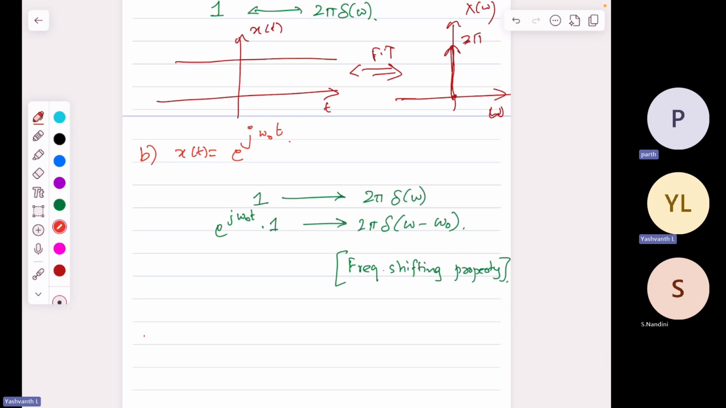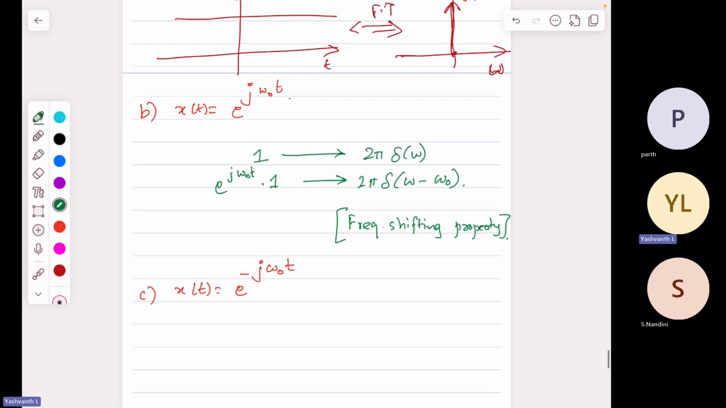Similarly, see x of t is equal to e power minus j omega naught t. Not very difficult. Same logic. 1 has the Fourier transform 2 pi delta of omega. So e power minus j omega naught t will have the Fourier transform 2 pi into delta of omega plus omega naught. That's all.